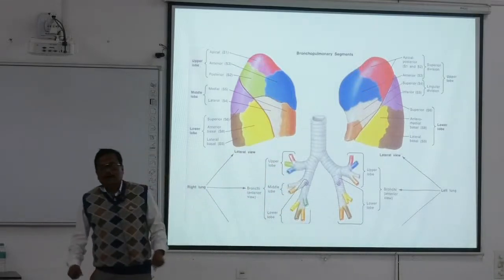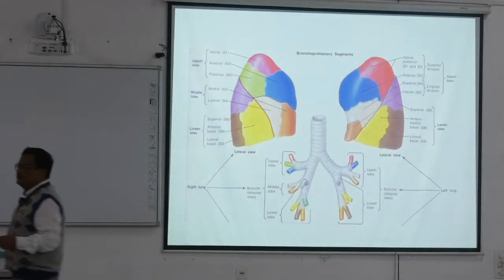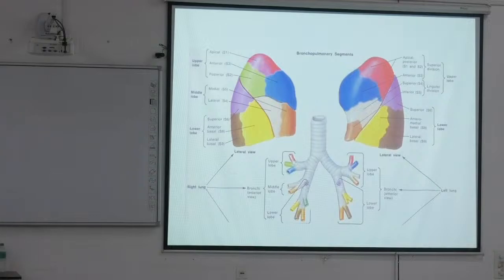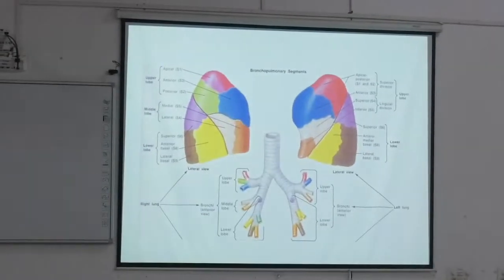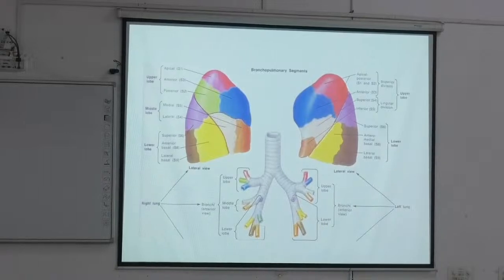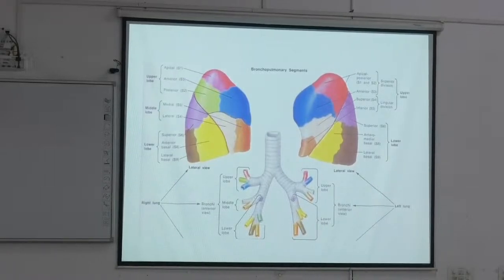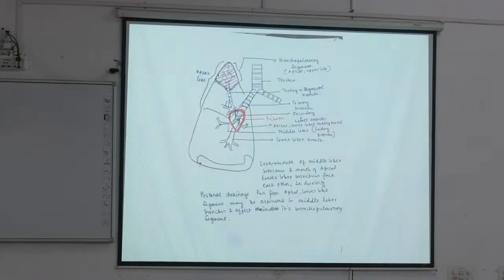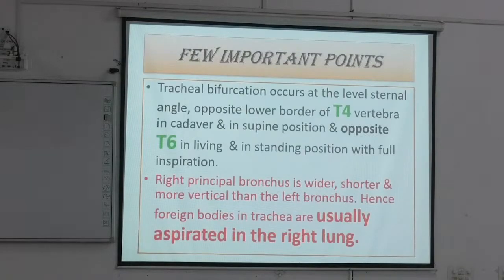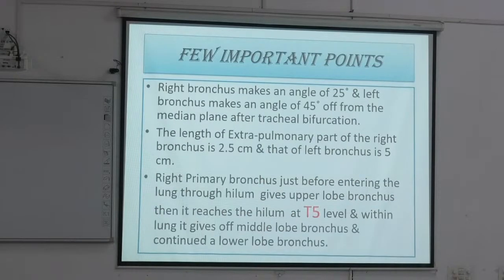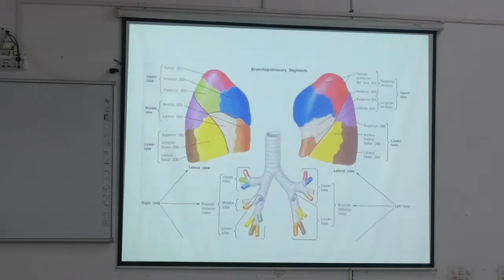Sometimes, as I have told you, the right lung has 9 bronchopulmonary segments. What is that? The anterior and medial basal may be joined together to form the anteromedial basal. Then it becomes 9, right? Similarly, in the left lung.